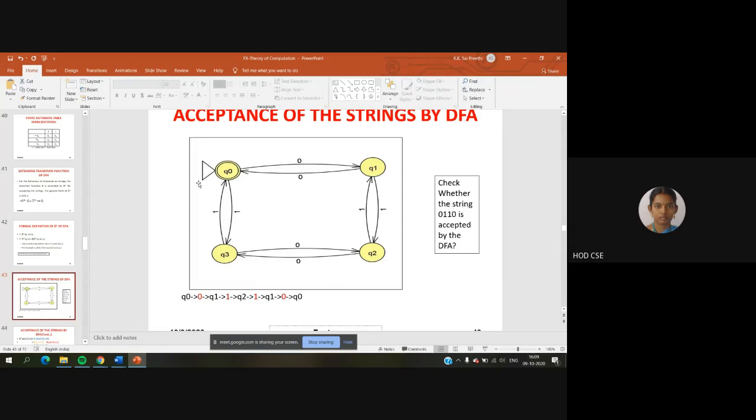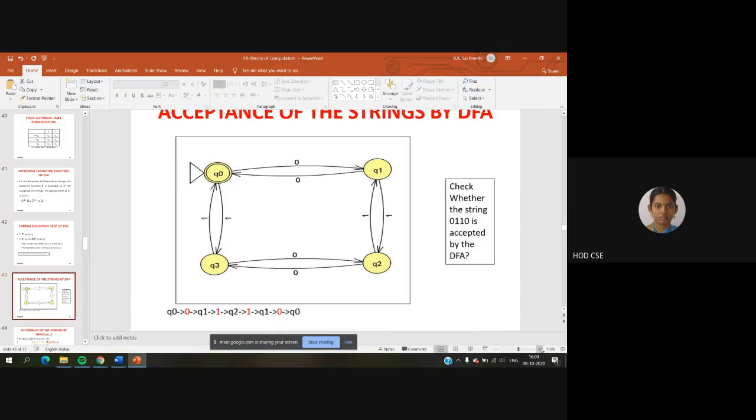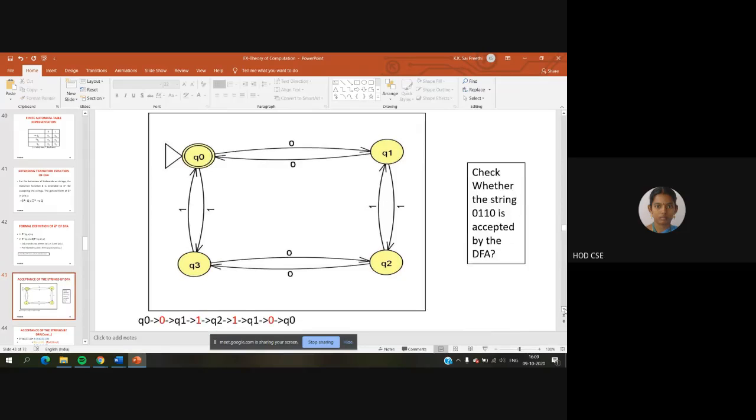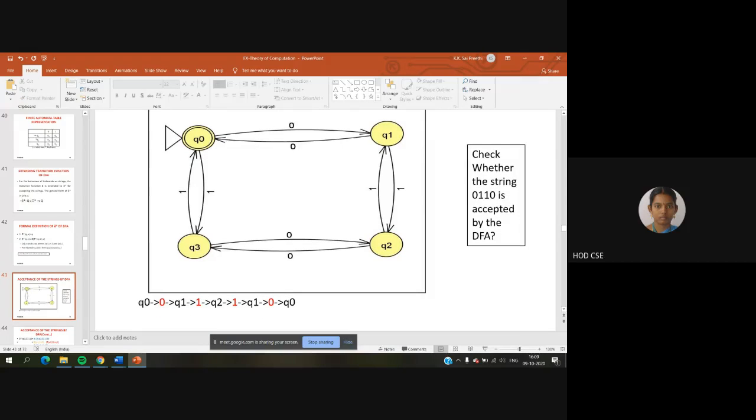So you start the process from the initial state. You see how I am doing the process. I start from Q0, the initial state. See below, Q0 I am starting. What is the first symbol of my string? The string given is 0110. The first symbol of the string is 0. By reading 0, where am I going? From Q0, the 0 goes to Q1.